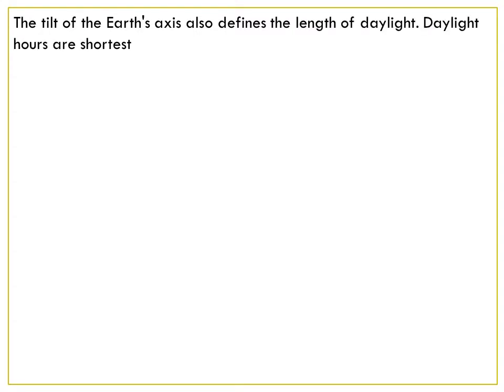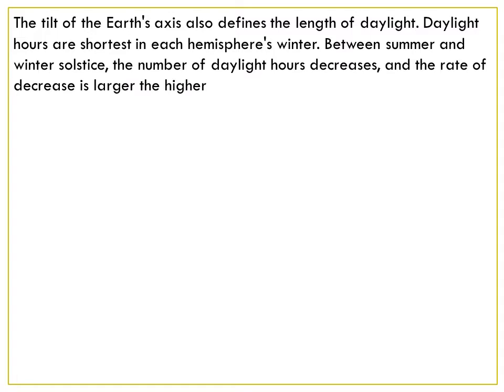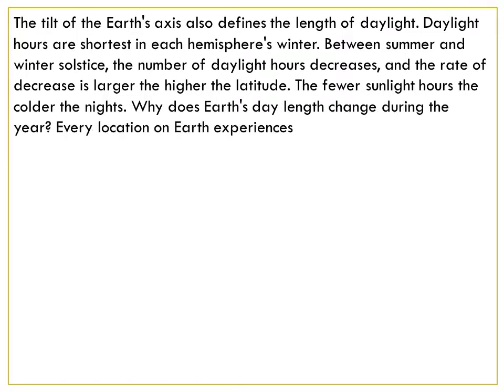The tilt of the Earth's axis also defines the length of daylight. Daylight hours are shortest in each hemisphere's winter. Got it? Now see, the day is finishing by 5:30 for us also, isn't it? In winter, it is so cool, isn't it? The evening comes very fast and the day becomes very short.